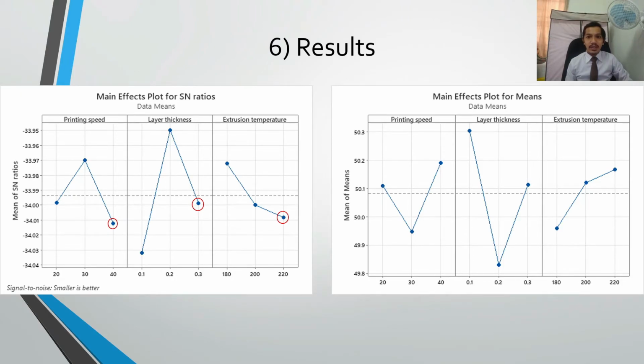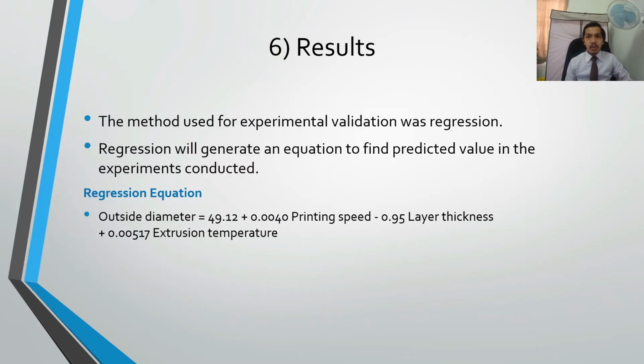entering the response data in the Taguchi analysis, the signal-to-noise ratio graph as well as the means graph will be obtained. On the signal-to-noise ratio graph, the rounded points are the appropriate values for printing thin wall parts, but this is just a theory on a graph. To confirm whether the graph is correct or not, the regression method will be used.